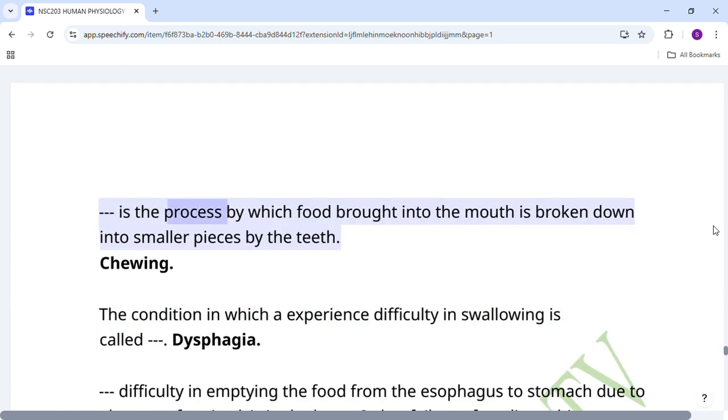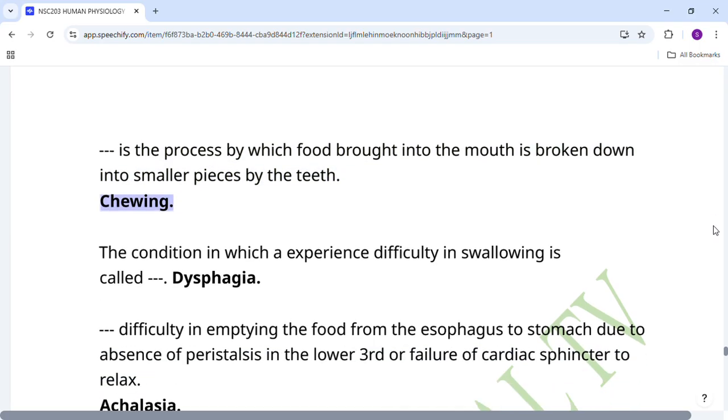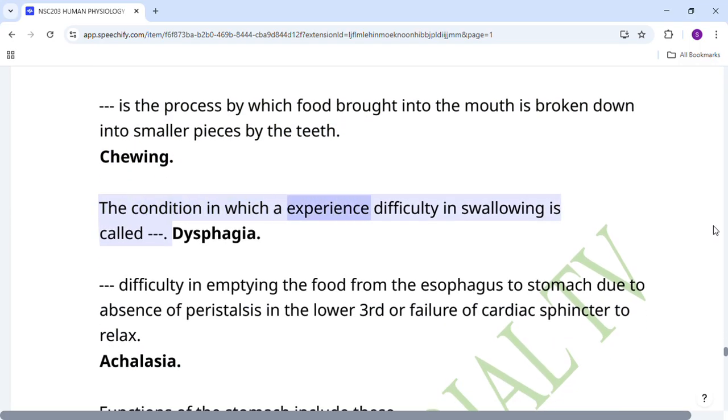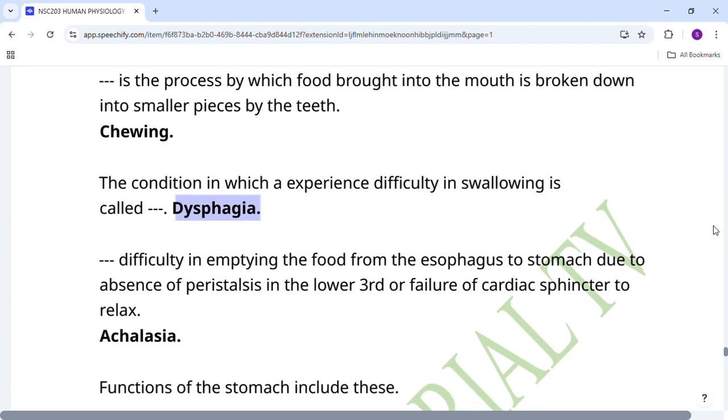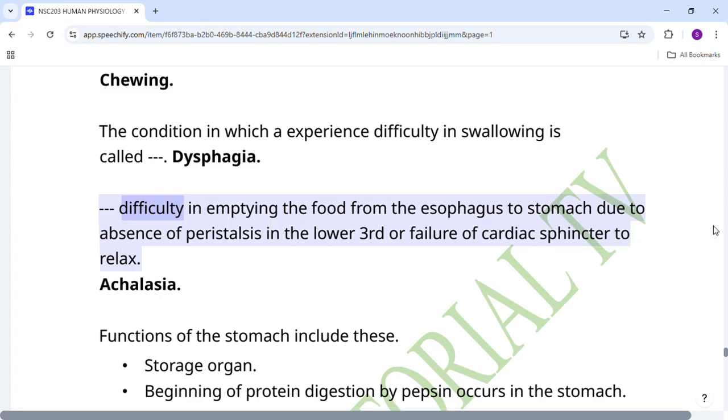Chewing is the process by which food brought into the mouth is broken down into smaller pieces by the teeth. The condition in which one experiences difficulty in swallowing is called dysphagia.